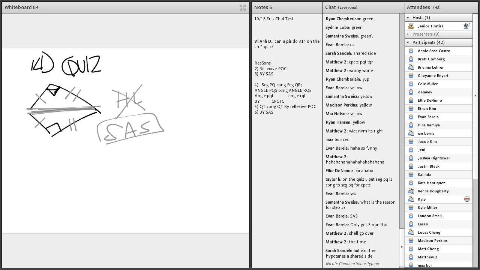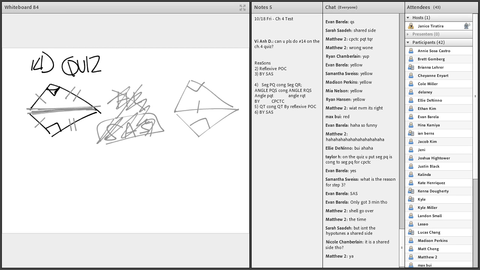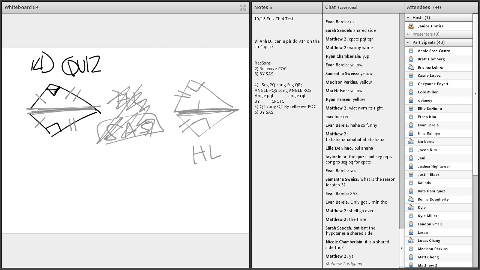But if your picture was the same exact picture, so I'm sidetracking, if you had a tick mark on the shared side, and if you had a leg like this, then yes, this is HL because the hypotenuse is marked. Okay, just giving you a difference.